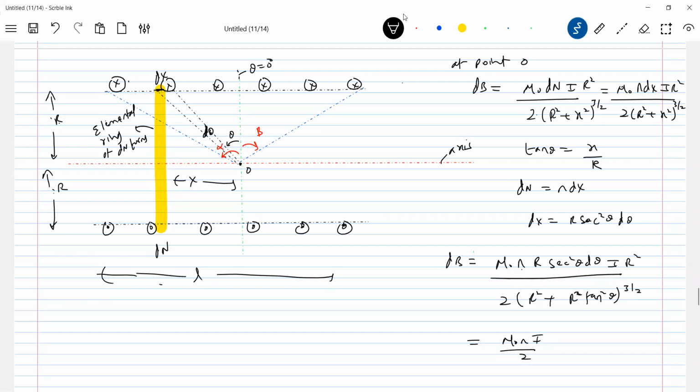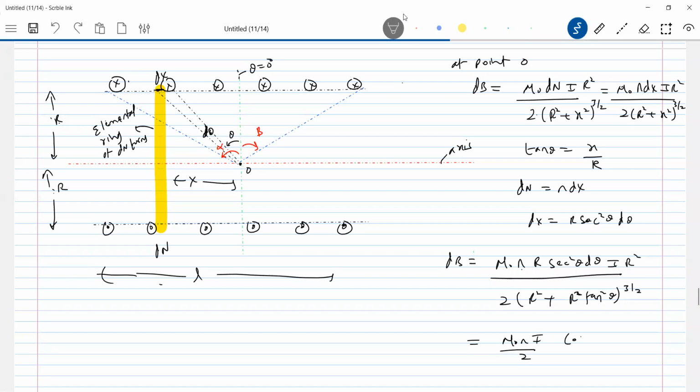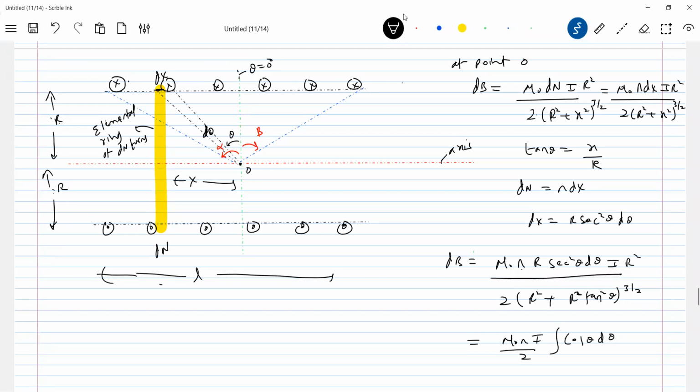Simplifying, r square here, r cube will get eliminated. Then 1 plus tan square theta will be secant square theta, secant cube. So I'll end up with directly only cos theta d theta. What should be the limit for this? Minus beta to plus alpha.